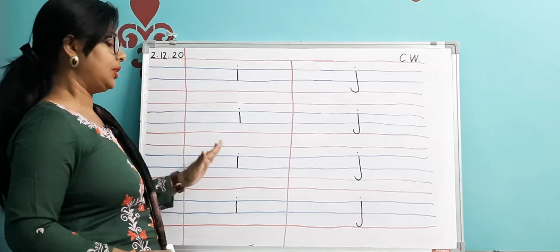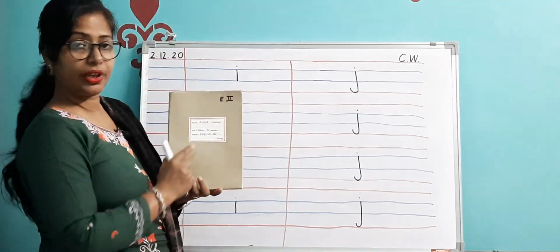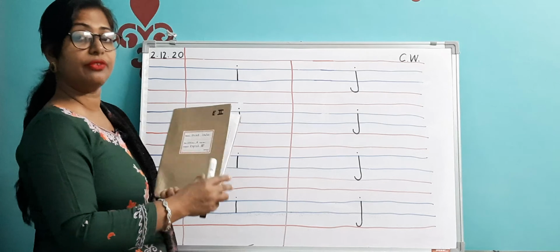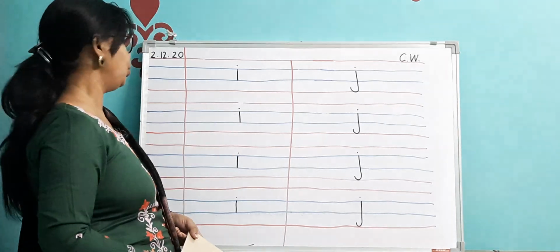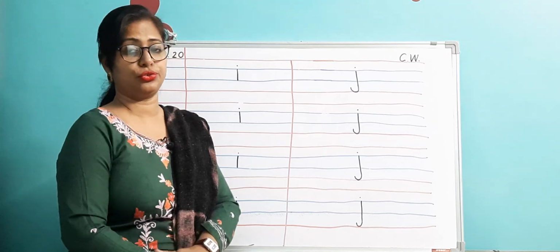So this work you are going to do in which copy, children? E2 copy. You are going to do this work very neatly and in good handwriting. And keep practicing it in your rough copy also. God bless you, children.